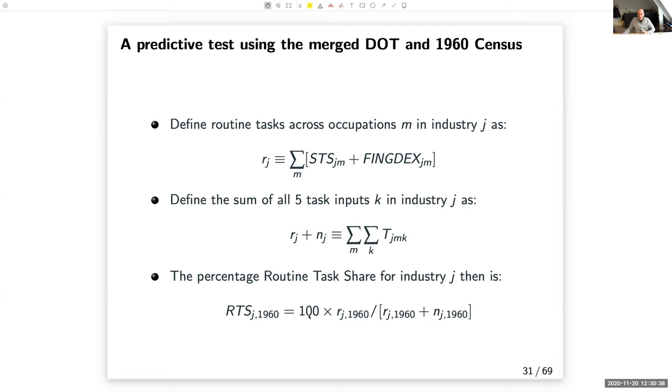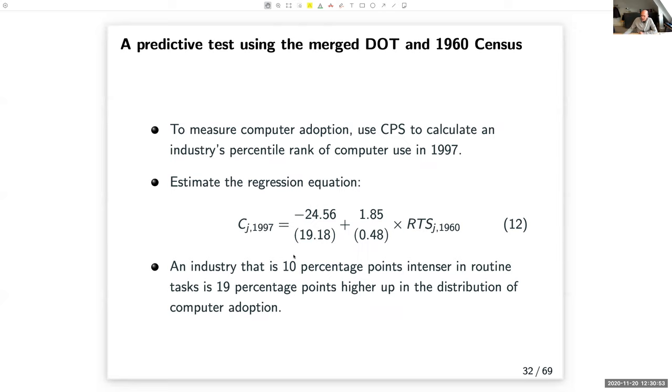It tells you in 1960 how routine task intensive an industry is. And one thing that we took away from the model was that if you have a sector that's initially more routine task intensive, you would expect that in that sector, for example, the accumulation of capital and the intensity of computer use is increasing faster. And so what you can do is you can run a regression of CJ, which is computer use.